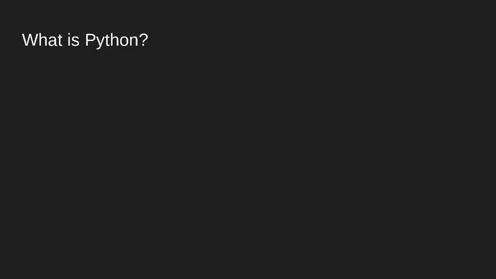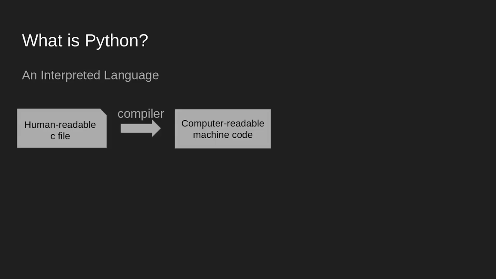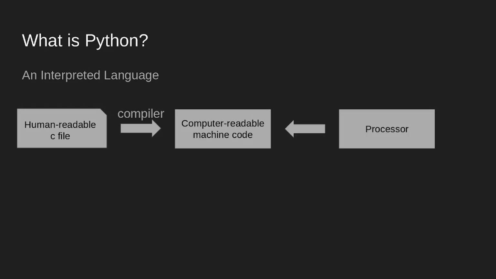So firstly, what actually is Python, or rather, how does Python run on your machine? Python is what we call an interpreted language. Now, this is in contrast to a compiled language. An example of this would be C, and this is the comparison I'm going to be making in this slide here. With C, which is another high-level programming language, you would write your human-readable C file, pass this to a compiler, and the compiler translates this into machine code which your processor can then read.